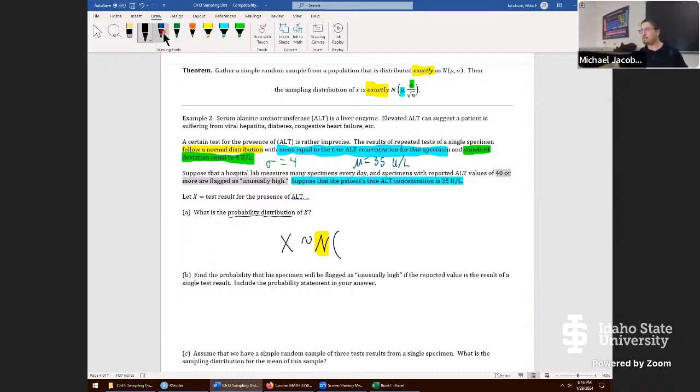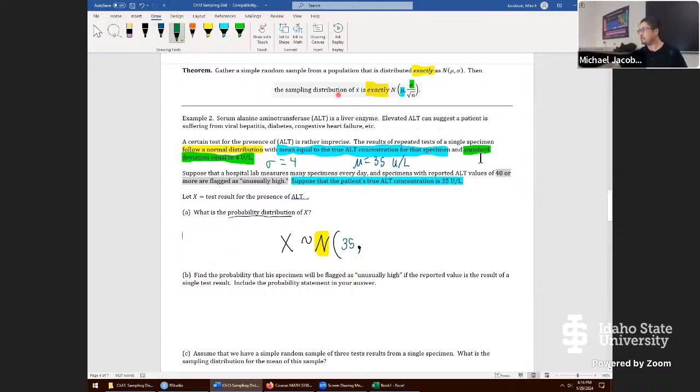Once we state that, now we're going to pull in what we found in the problem by going through the reading of it. The mean is going to be the true mean of 35 units per liter. Now, we don't actually know that, but this is more maybe the medical professionals thinking about their test, and they're saying, well, suppose we did have this kind of patient. It's more of a theoretical question at this stage. What would happen to this patient whose true ALT is 35?